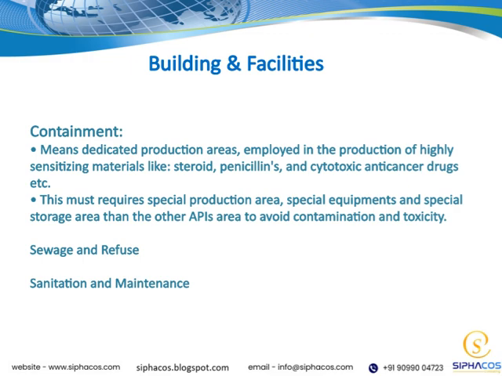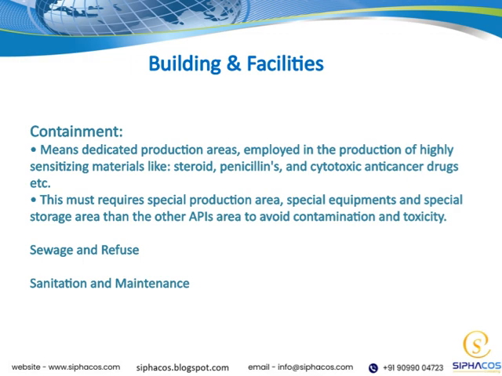This means having special production spaces, specialized equipment, and dedicated storage areas. The goal here is to prevent any cross-contamination and to minimize toxicity risks. Think of it as creating a controlled environment where these hazardous materials can be produced safely and efficiently. Moving on, we also need to consider how we manage sewage and refuse. Proper disposal methods are essential to prevent any contamination or environmental impact.